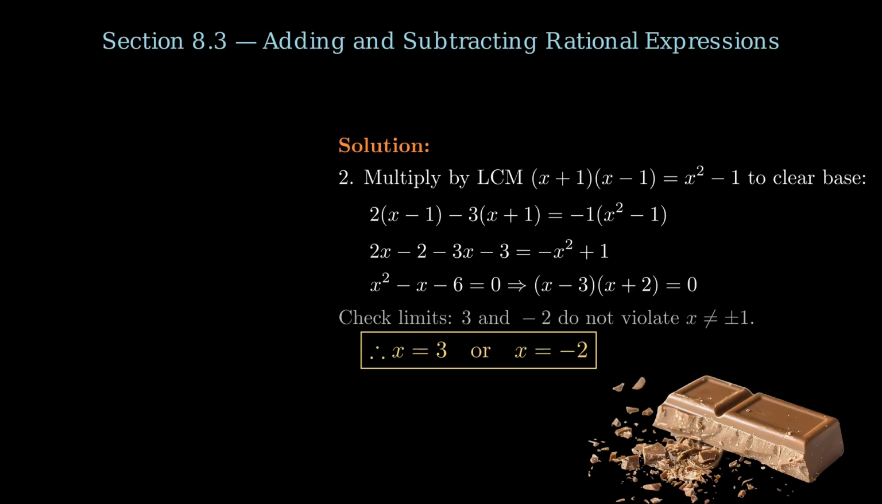Expanding and rearranging the terms leads to the quadratic equation x squared minus x minus 6 equals 0. Factoring this equation gives x minus 3 times x plus 2 equals 0. So, the possible solutions are x equals 3 or x equals negative 2. Since neither of these values violates our initial limitations, both 3 and negative 2 are the true final solutions.